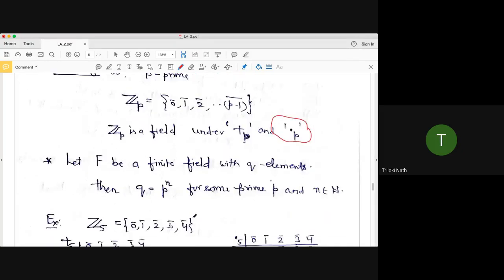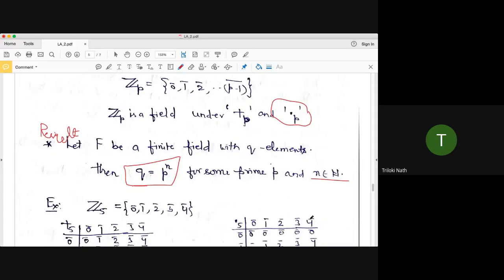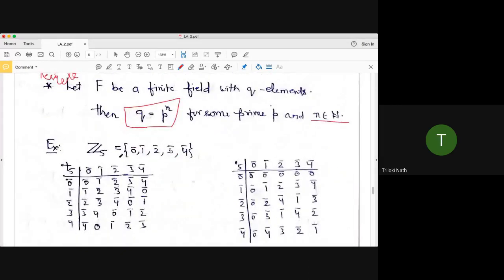In general, this is a result actually. So what is the result? If F is any finite field, meaning the number of elements is finite, let F be a finite field with q elements, then q is equal to p to the power n for some prime p and some natural number n. That means every finite field has p to the power n elements for some prime p and some positive integer n. Right? For example, this is depicted here, Z5 for simplicity.